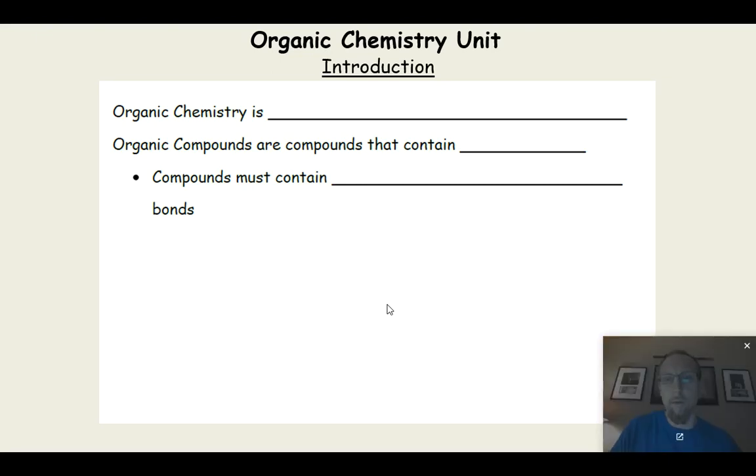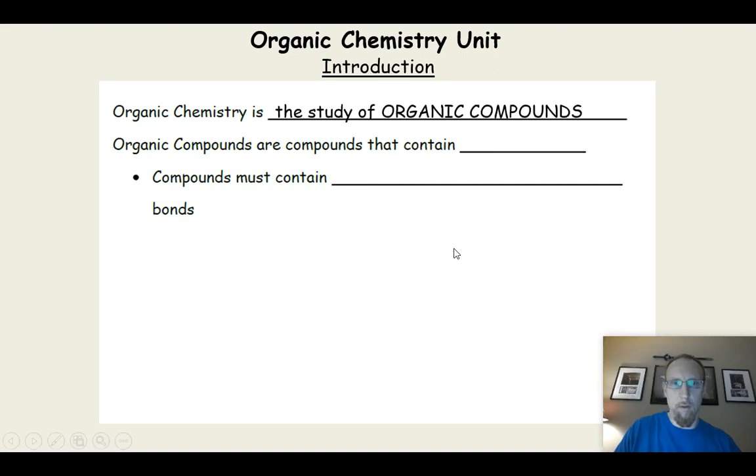Organic chemistry is the study of organic compounds. That's not a really good definition because we're using the term in the definition. So what are organic compounds? Those are compounds that contain carbon, but it can't just contain carbon. This is how the Regents will often define it.